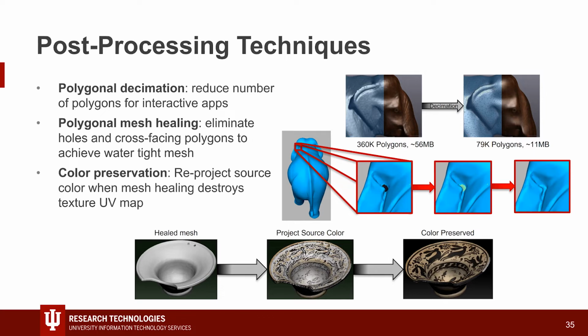Here's the healed mesh on this. Here's the project source color, and then here's the color preservation. And so often you're gonna wanna do the healing, and then when you're done, you can see how this looks terrible now, right? So you have to reproject that UV map. You have to reproject the texture.